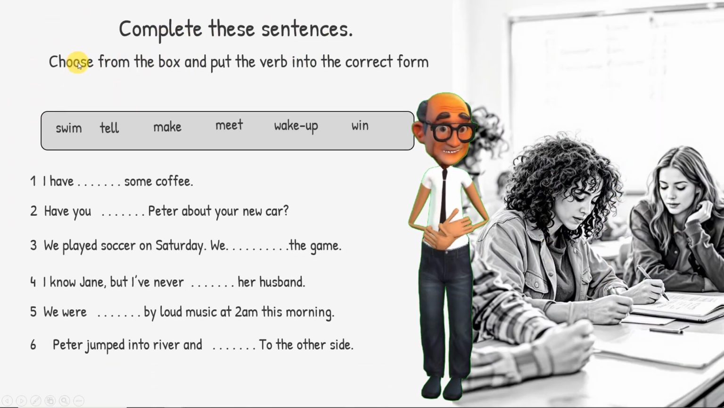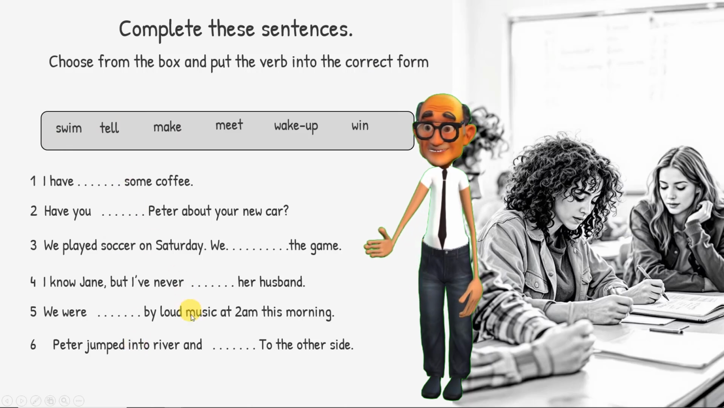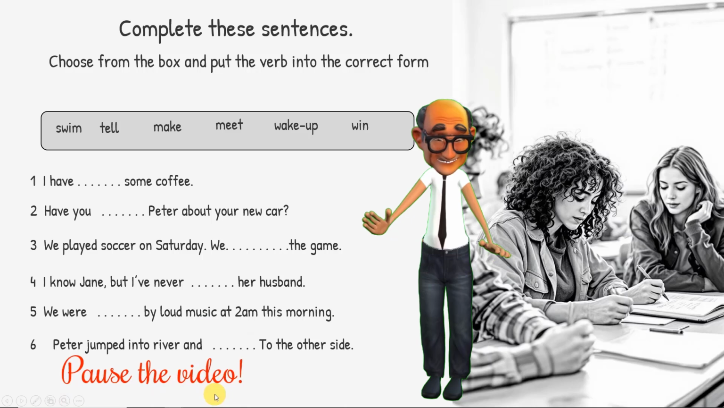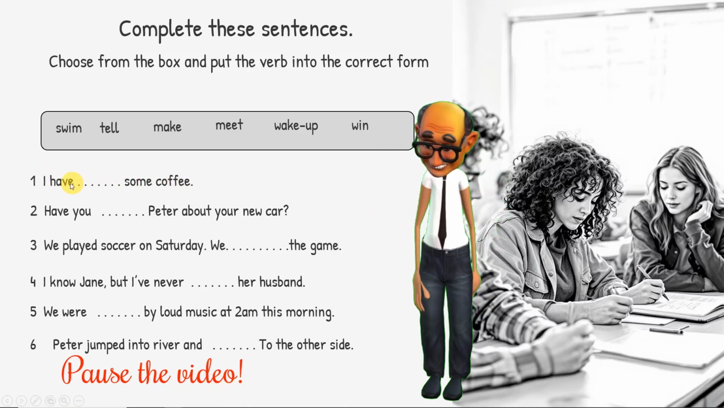Complete the sentences. Choose from the box and put the verb into the correct form. So in other words, you're going to be choosing a word here. You're going to be putting it in over here in its correct form. And like always, pause the video and in your notebook, you can give it a go over there, guys.